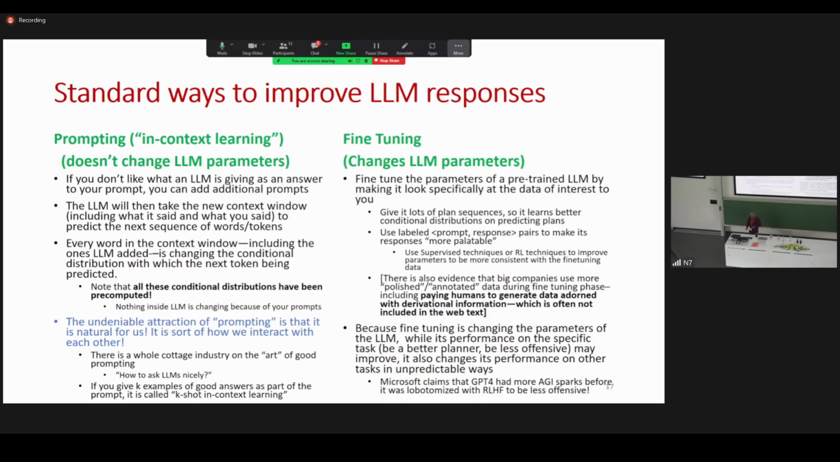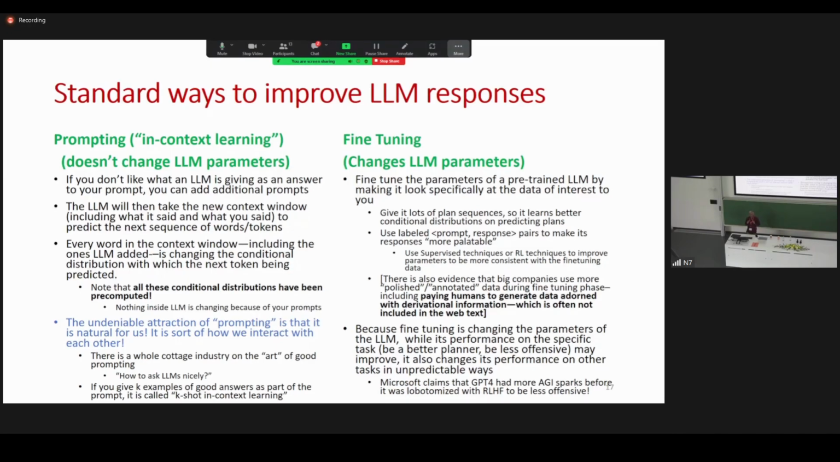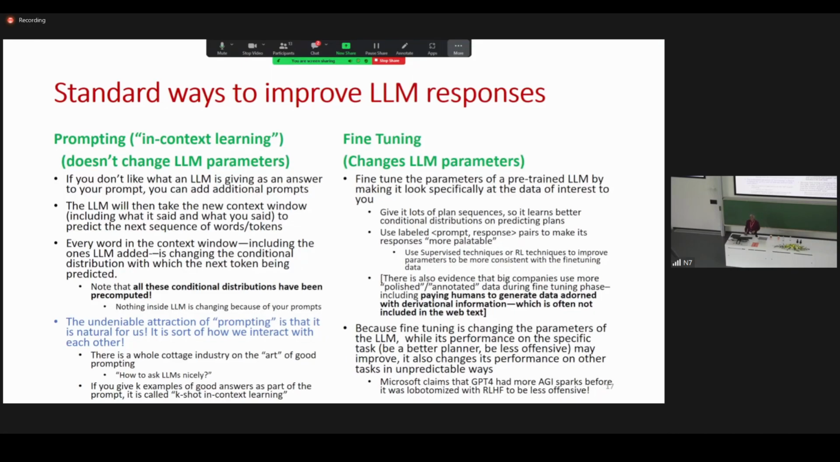The undeniable attraction of prompting is that it's natural for us. It's how we interact with each other, because of which there's a whole cottage industry of the art of good prompting. That's kind of how to ask an LLM nicely to solve my problem. The way you try to do with people, except you're not doing it with people, and it's always saying things in perfect grammatically correct English. The real question is, do you believe it or not? Well, if you know the answer, you can check. If you don't, all bets are off. That's about the prompting part.